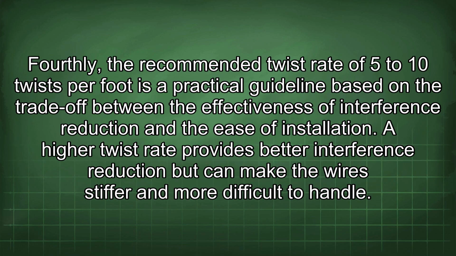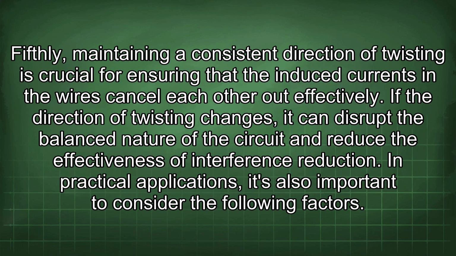Fourthly, the recommended twist rate of 5 to 10 twists per foot is a practical guideline based on the trade-off between the effectiveness of interference reduction and the ease of installation. A higher twist rate provides better interference reduction, but can make the wires stiffer and more difficult to handle. Fifthly, maintaining a consistent direction of twisting is crucial for ensuring that the induced currents in the wires cancel each other out effectively.